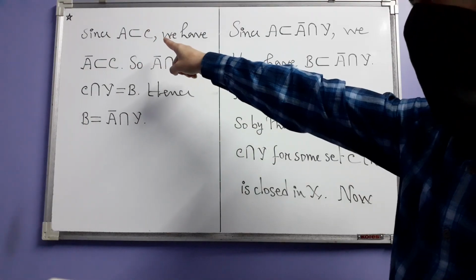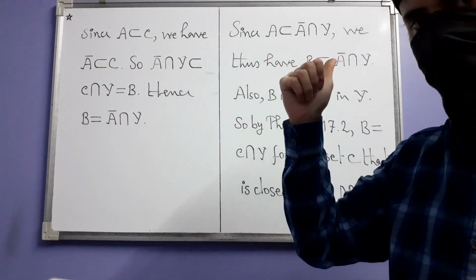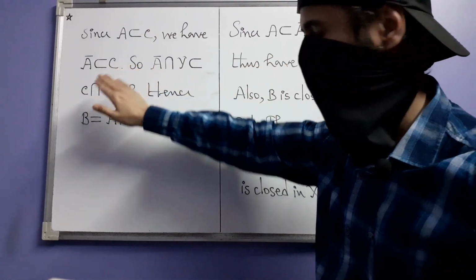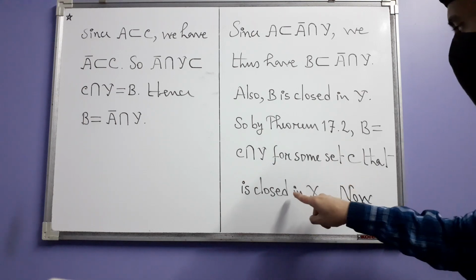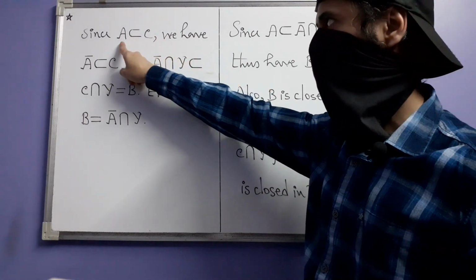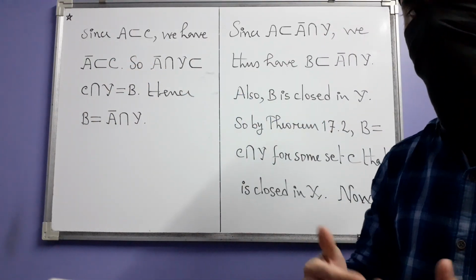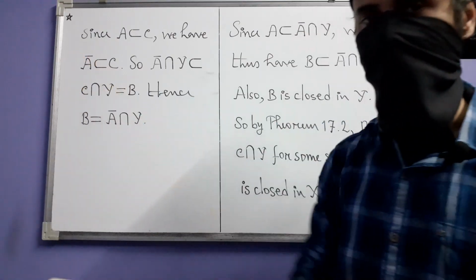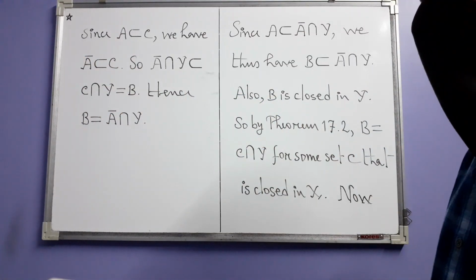And because of this fact, A closure, the closure of A in the original space X, is also a subset of C. Why? Well, what is C? C is a closed set in X and C contains A. So that means C is one of those sets whose intersection is this A closure. So the intersection would be contained in C, that's why.